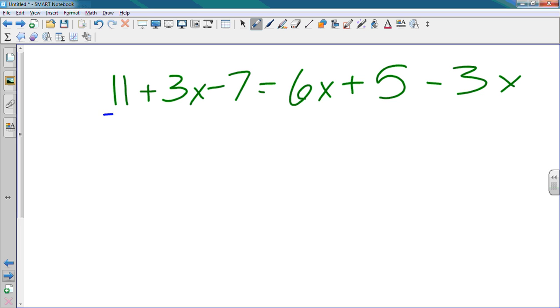So here I'm going to combine my 11 and minus 7. I get 4. So I have 3x plus 4. See, 11 minus 7 gives me 4, right? And I have 3x still. Or it could be 4 plus 3x, same thing.